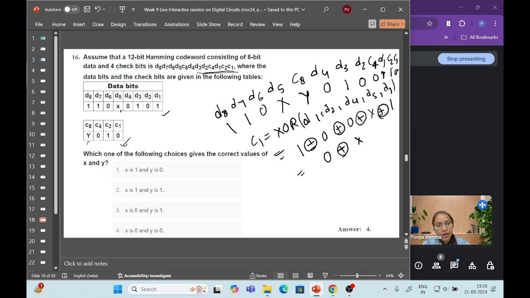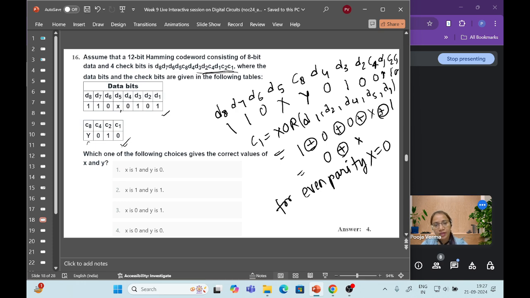So how can we find X? For even parity, which we already know we have to take, X is equal to 0. If we take X equal to 1, then that will be odd parity. Here we have assumed X is equal to 0 for even parity. If it were odd parity, then we would have to take 1 here.